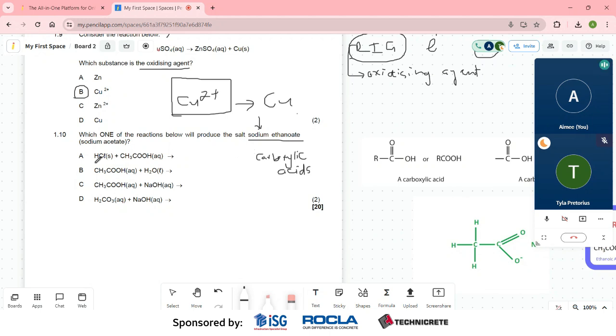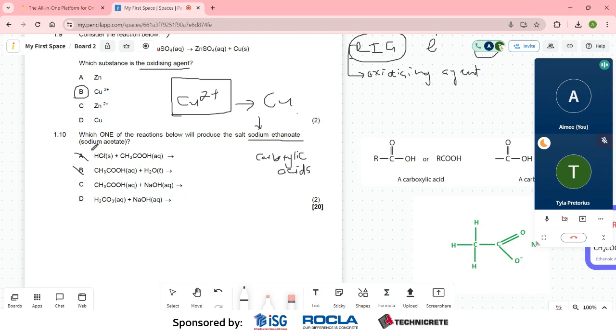Okay, so is there sodium here? No, there's HCl and some type of methanoate, ethanoate. Okay, so it's not A, there's no sodium. Water, and this one, I don't see any sodium here. Okay, now C and D. C and D have got sodium in it. So we've cut down our options.